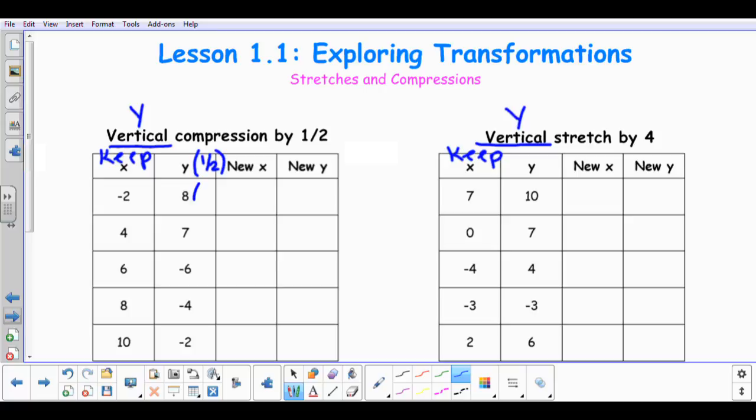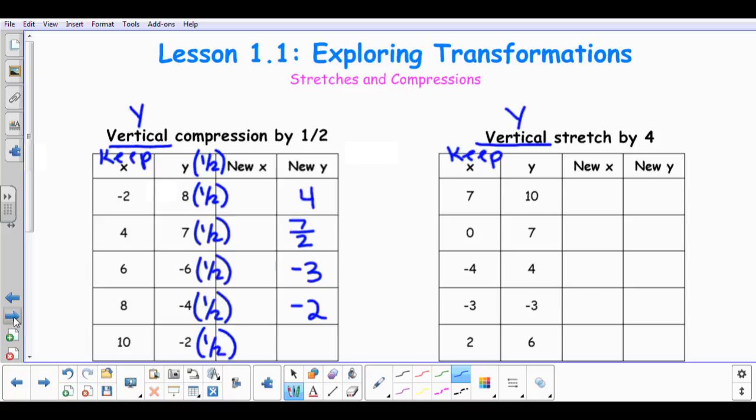So half of 8 would give me 4. 7 times 1/2 would give me 7/2. -6 times 1/2 would be -3. And -4 times 1/2 would be -2. And -2 times 1/2 would give me -1. And like we said, we were keeping our x's, so that new x column will just be what the previous x column was.